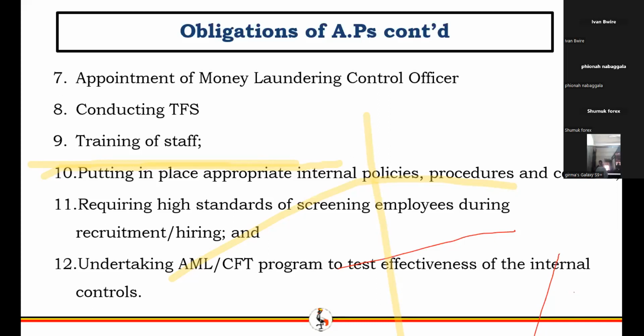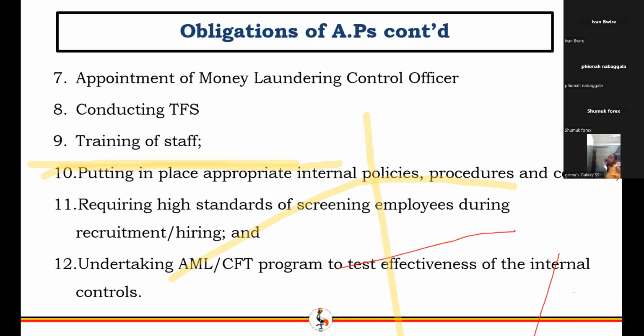If you do not have the capacity to train, you can request FIA to come and train. However, we cannot do it over and over. Once we train, then we expect that you take it on for your internal staff. And when we come for inspection, you'll be assessed to see the training that you delivered to your internal staff. So putting in place appropriate internal policies and procedures, we mentioned this.